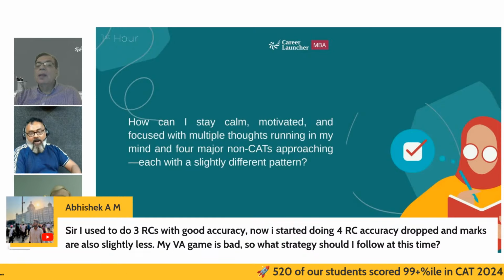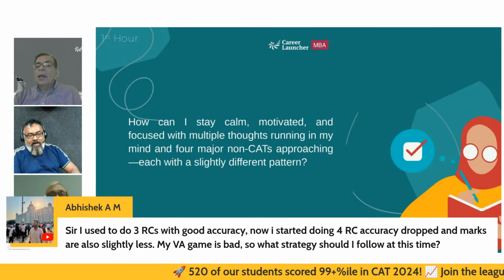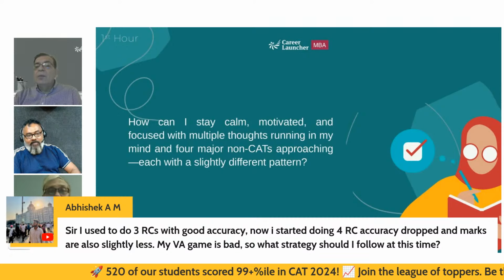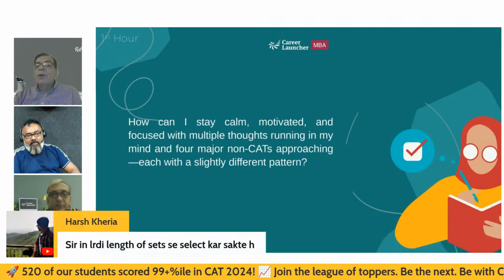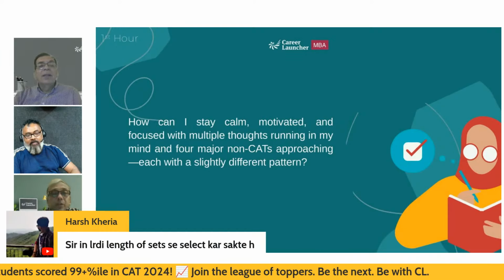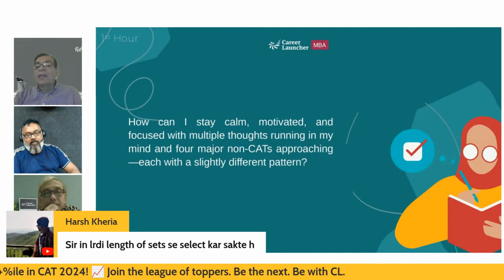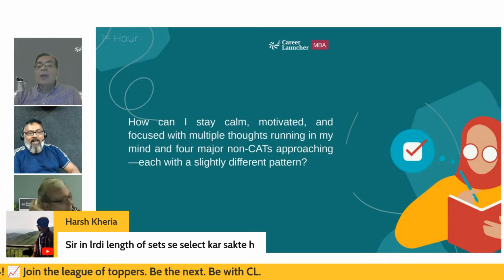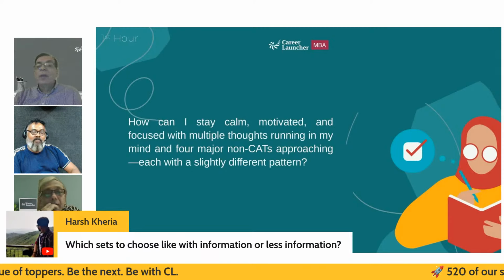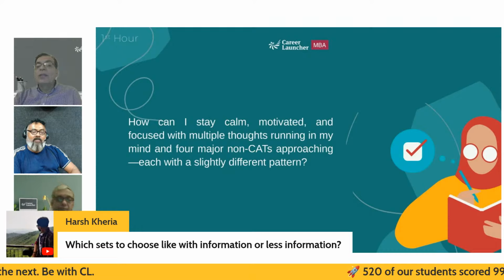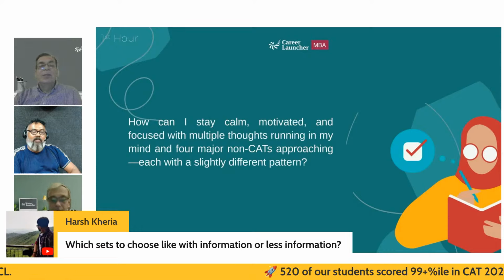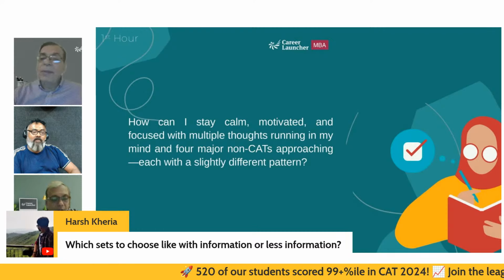I think we already addressed that. Nikunj, there are a couple of questions on DILR that both you and Jijo could pick up. First question is this one: can we select a set by looking at its length? And there's another question connected to this: which sets to choose, those with more information or less information? So, Nikunj, over to you.